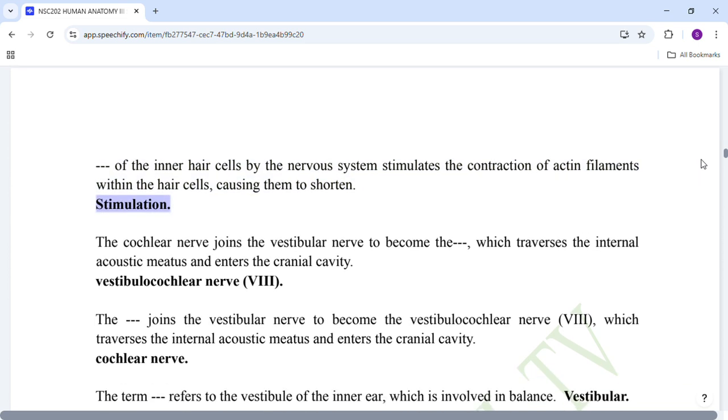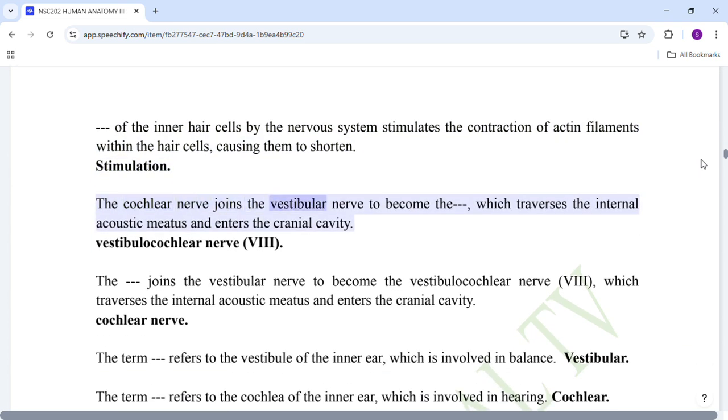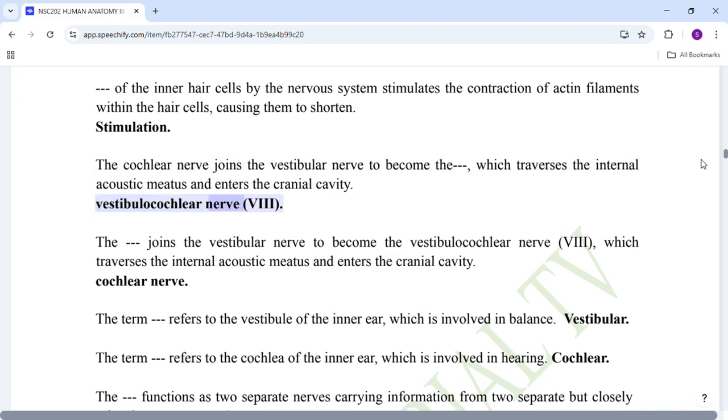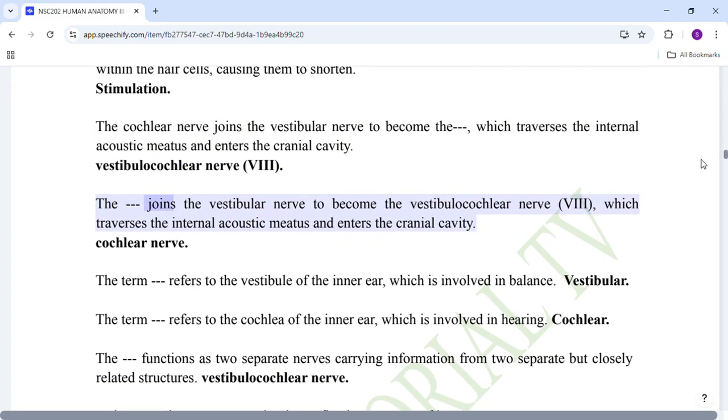The cochlear nerve joins the vestibular nerve to become the vestibulocochlear nerve (cranial nerve 8), which traverses the internal acoustic meatus and enters the cranial cavity.